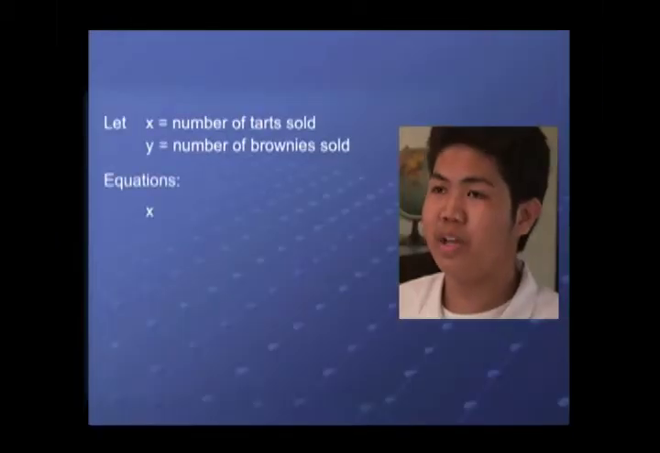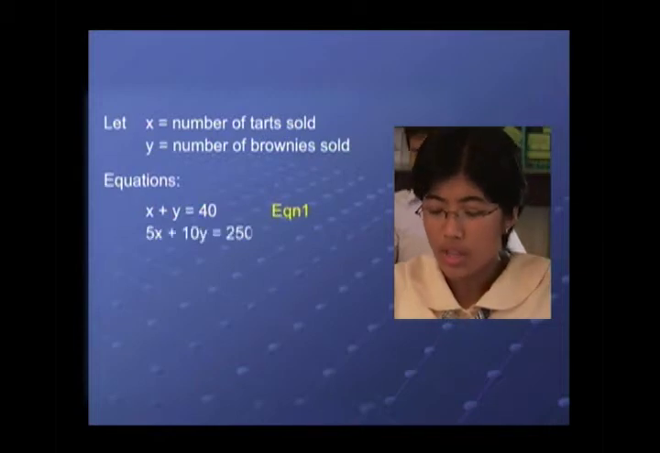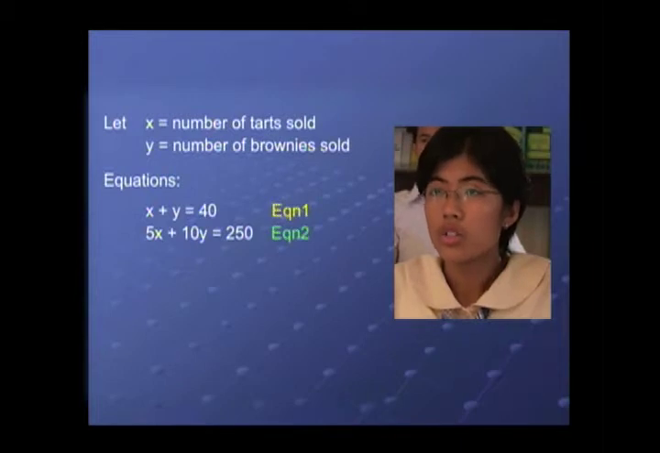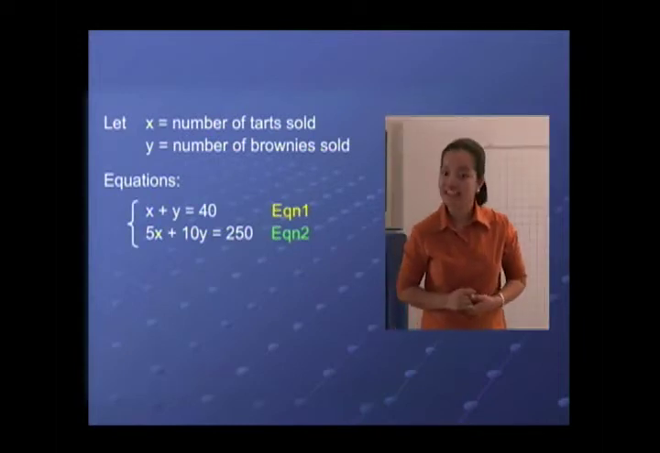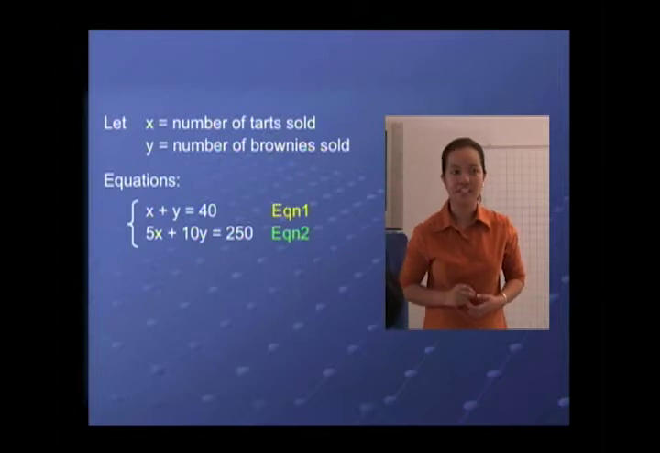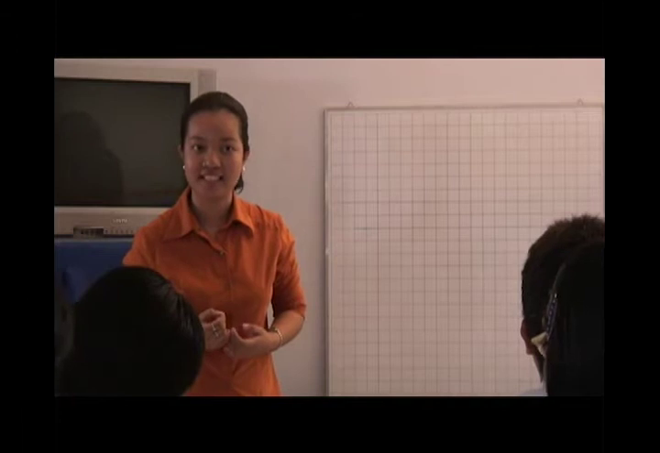Well, since they sold 40 pieces, X plus Y should equal 40. And we can write total sales as 5x plus 10y is equal to 250, since each tart X costs 5 pesos and each brownie Y costs 10 pesos. Excellent! Notice that you just ended up with two linear equations, or as I've said, a system of linear equations.